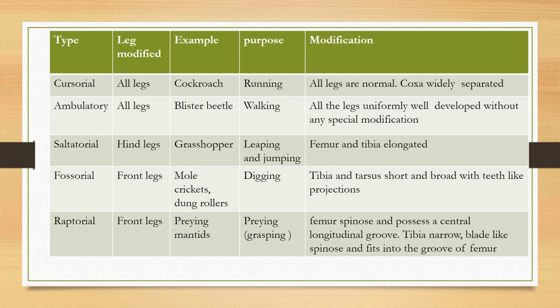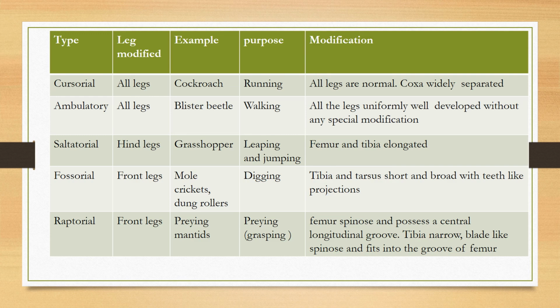Then saltatorial legs. In the hind legs of the grasshopper, the femur and tibia are modified. The femur is enlarged for leaping and jumping, and femur and tibia are elongated. The fossorial type is the foreleg, modified for digging, in mole crickets and dung rollers, for digging the soil or the dung. The tibia and tarsus of the foreleg are short and broad with teeth-like projections, which help in digging.